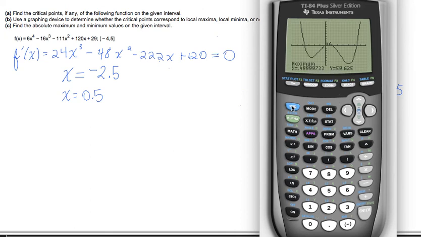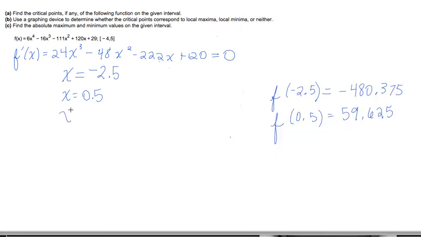Okay, and then the last one we're going to need also is a minimum. So we've got to do the left bound. And the right bound. Okay, that's supposed to be 4. So x is 4, y is negative 755. So that's my third critical value is 4, and f of 4 is negative 755. Okay, so those are the 3 critical values. My calculator was just a little bit off in the decimals, but anyways, those are my critical values.